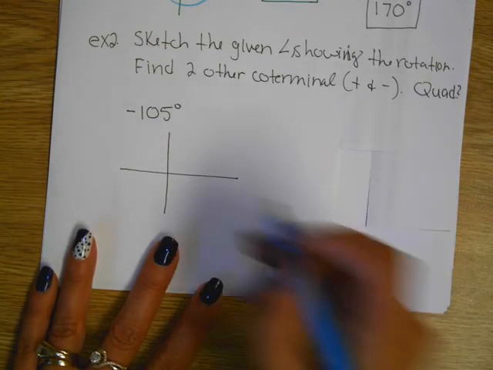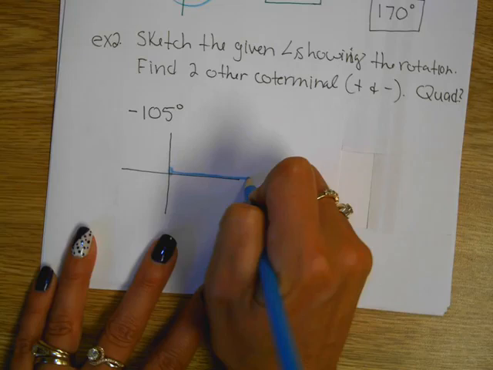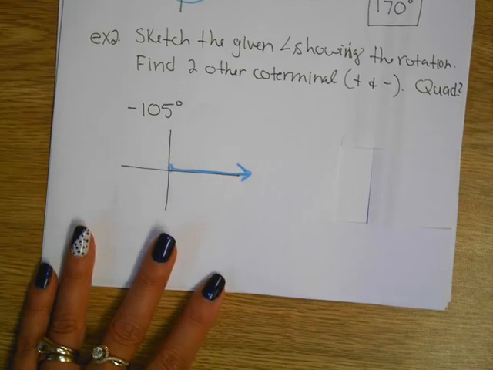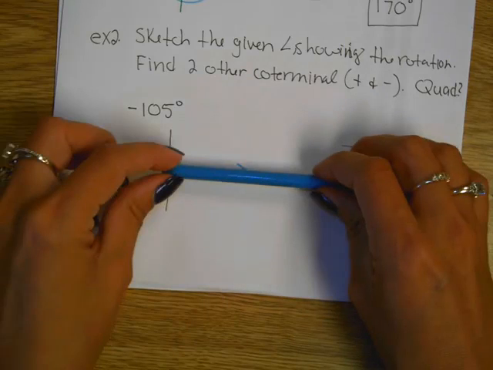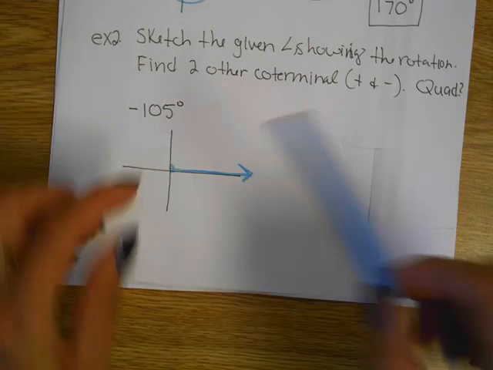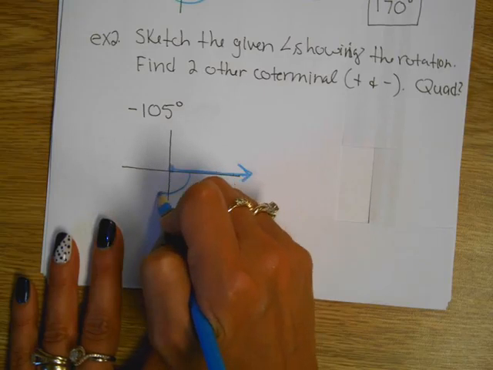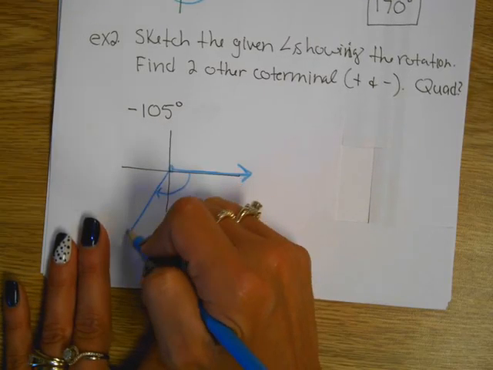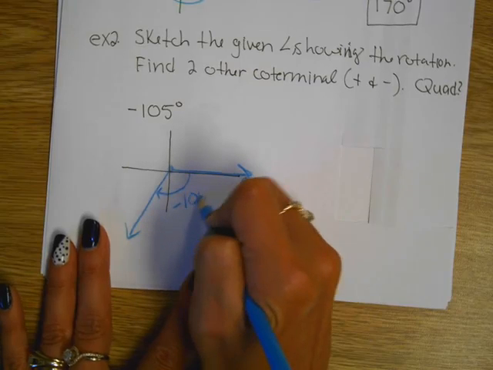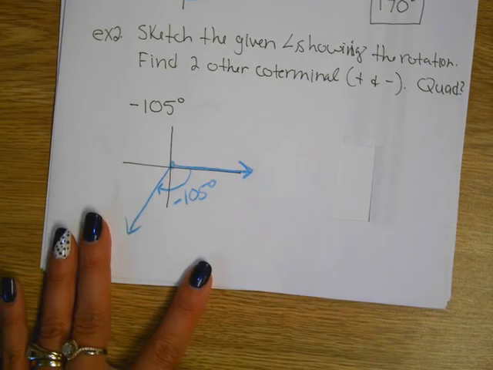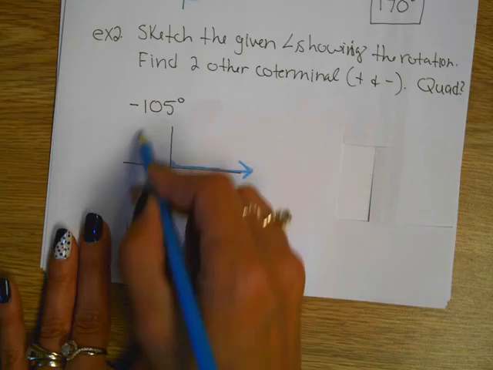So all rotations start on the positive x-axis. Rotating negative 105 degrees. Negative goes down. Clockwise, down. Got to get to 105. Well, remember your 90s here, 90, a little bit more. So start with quadrant, because they're all going to land in the same spot. What quadrant is that again? 3. 1, 2, 3.